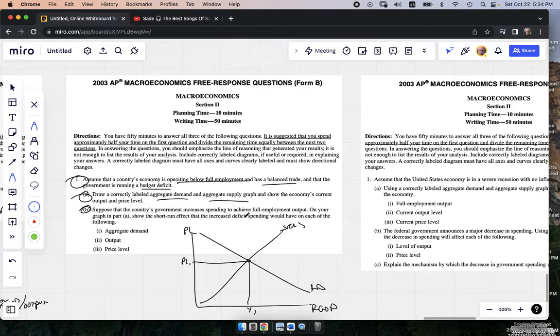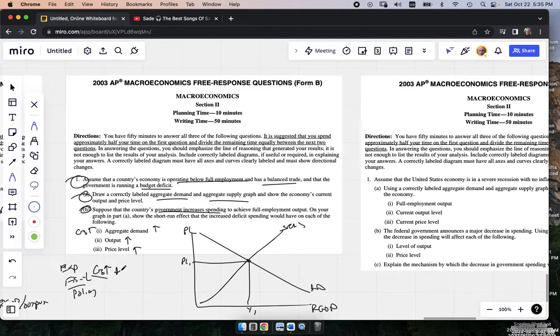Suppose the government increases spending to achieve full employment output. So government spending is going up. Show the short run effects that the increased deficit spending would have on each of the following. Well, we know aggregate demand is going to go up because government spending goes up. We know that's going to increase output and the price level, right? We know if government spending increases, this is what we call expansionary fiscal policy.